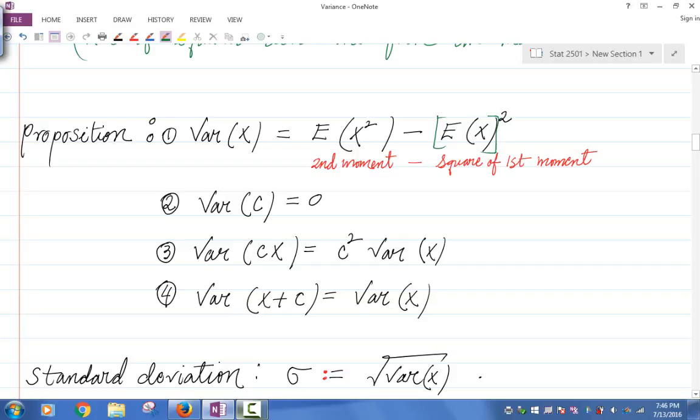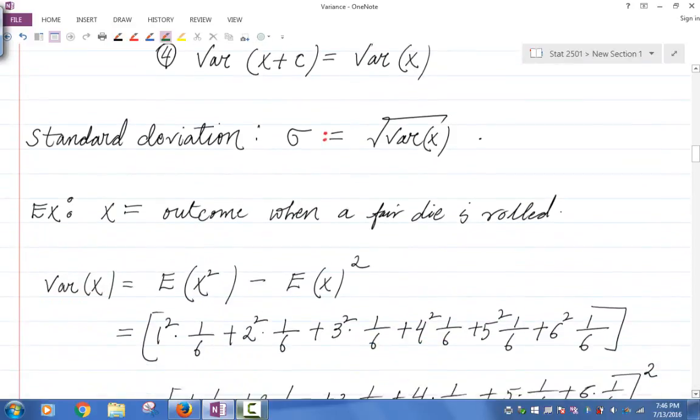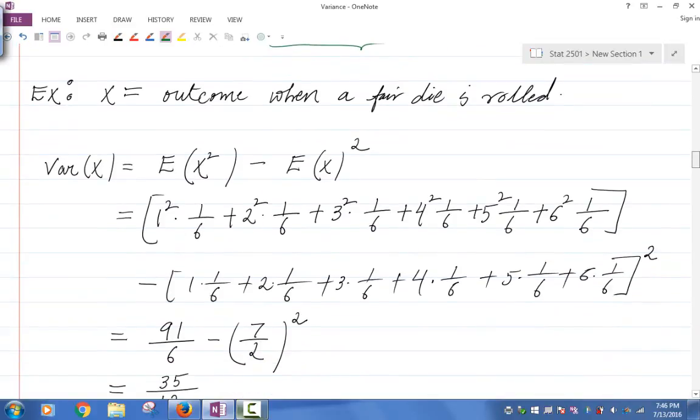Number 3 says if you multiply a variable x by a constant c, then it changes the variance by a factor of c squared. Now, standard deviation will be denoted by sigma, and sigma is defined to be the square root of variance. So let me explain variance and standard deviation in the following example.